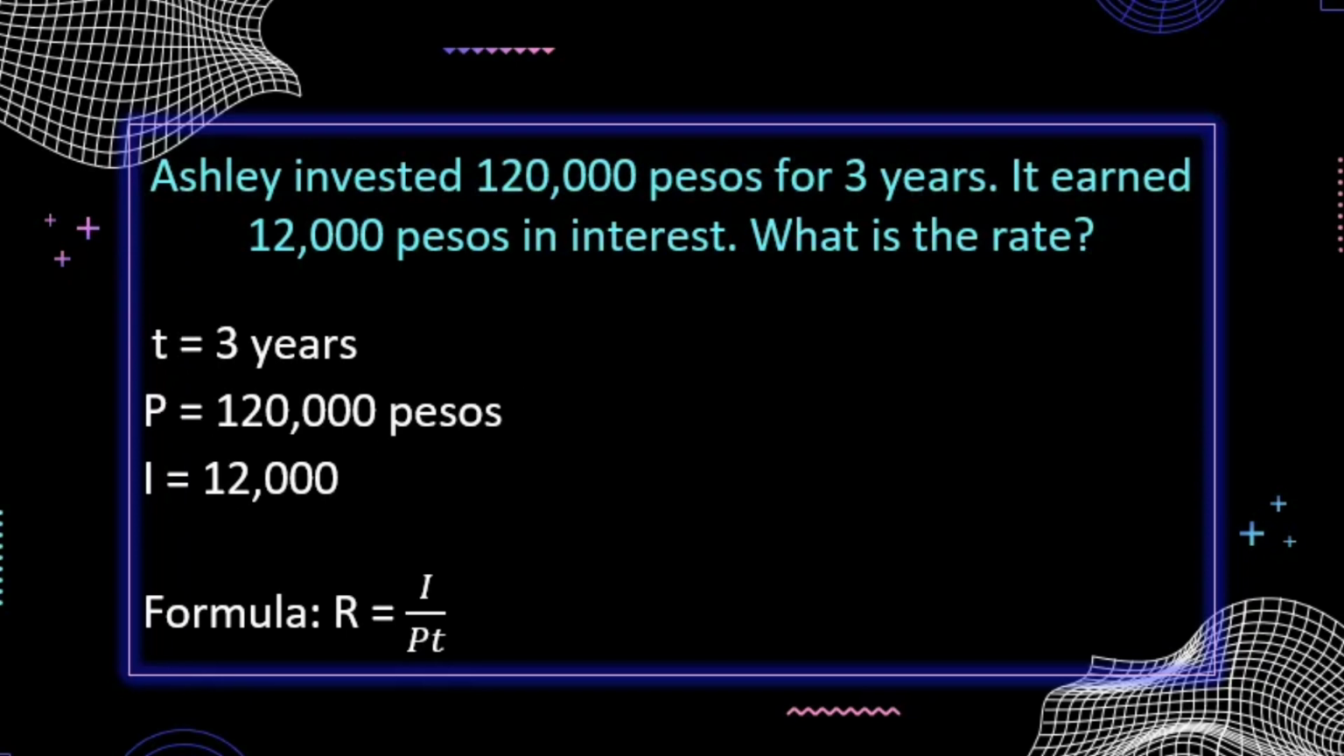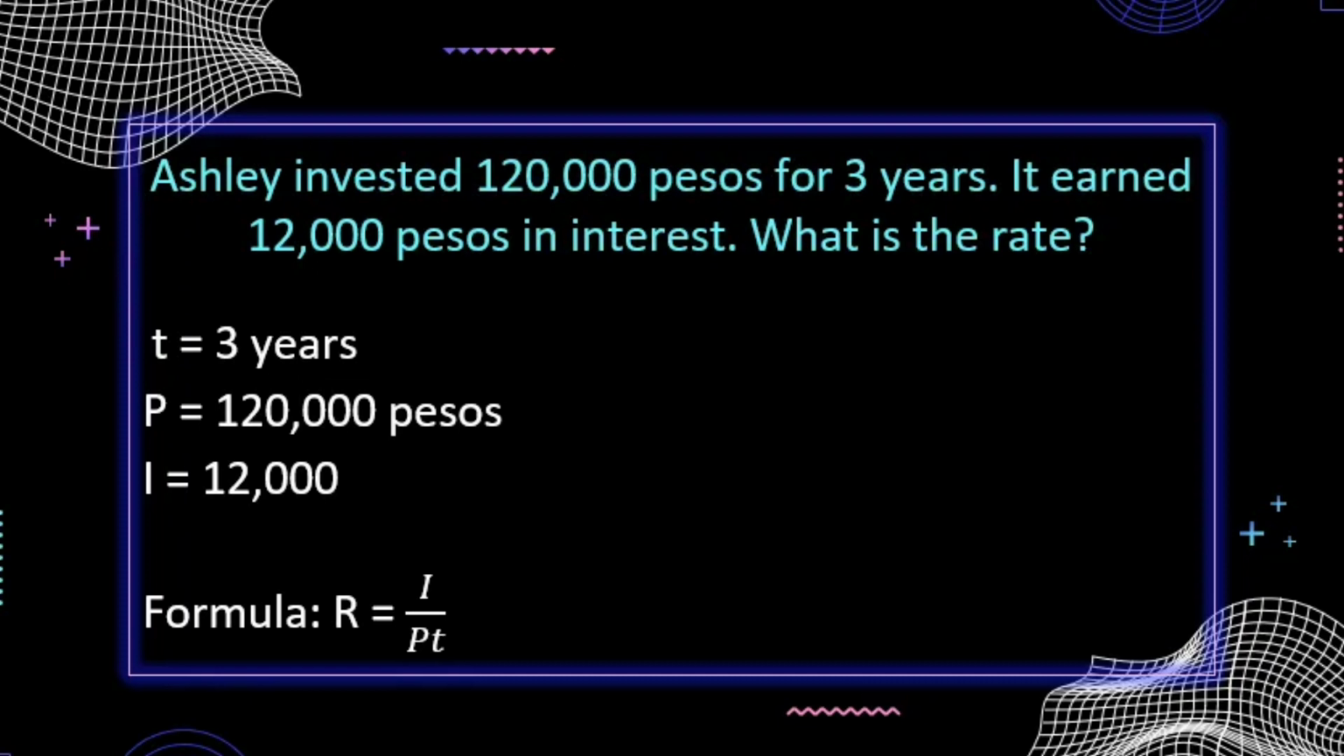Ashley invested 120,000 pesos for 3 years. It earned 12,000 pesos in interest. What is the rate? So we are finding the rate. So first thing to do is list down the given values.